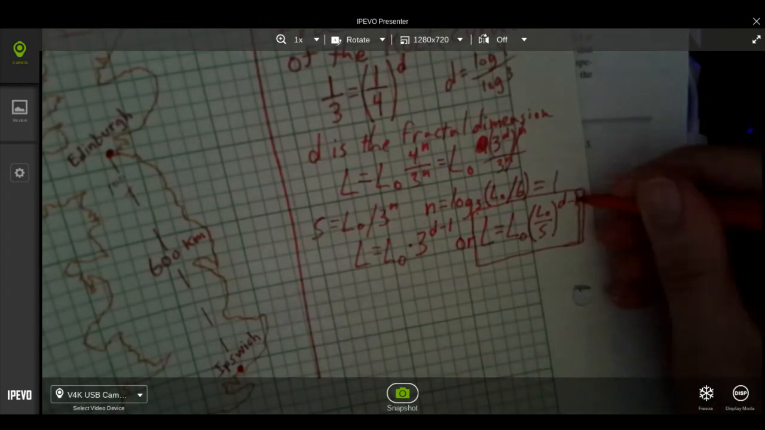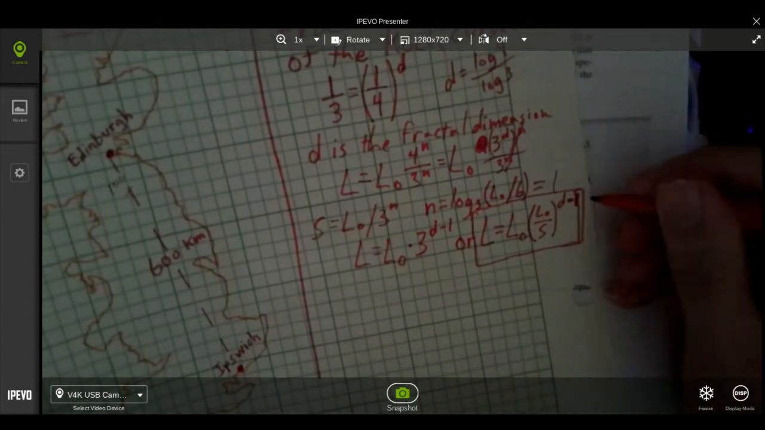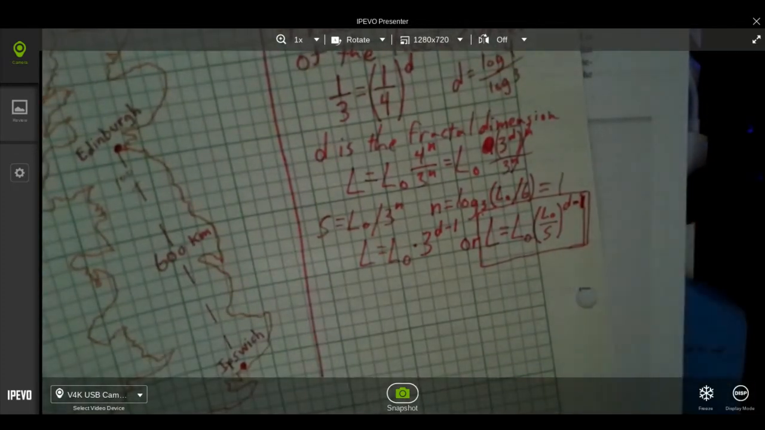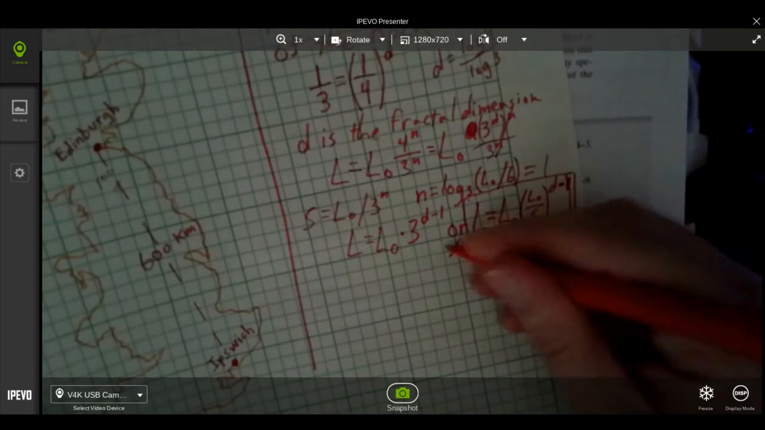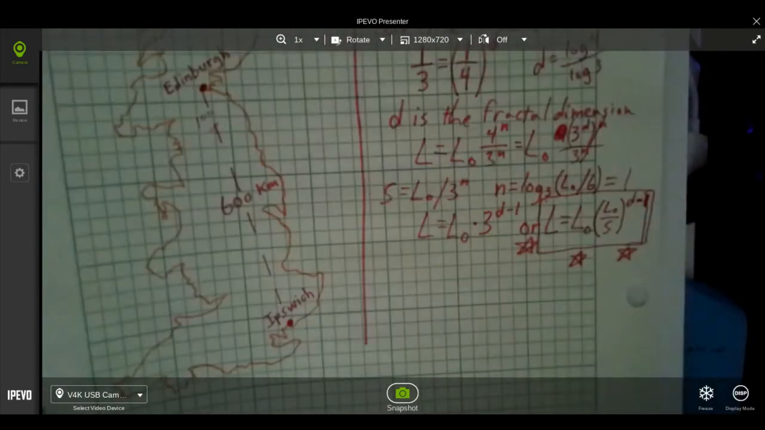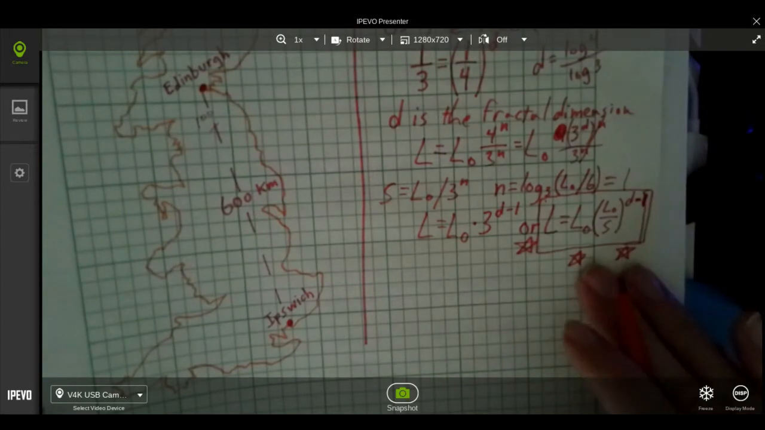And I just covered up something important. That's D minus 1. Hopefully you have some audio. That's D minus 1. All right, put some stars around it. That's an important formula, because that's the formula that you're going to use right there. That's what you're going to use for the homework.